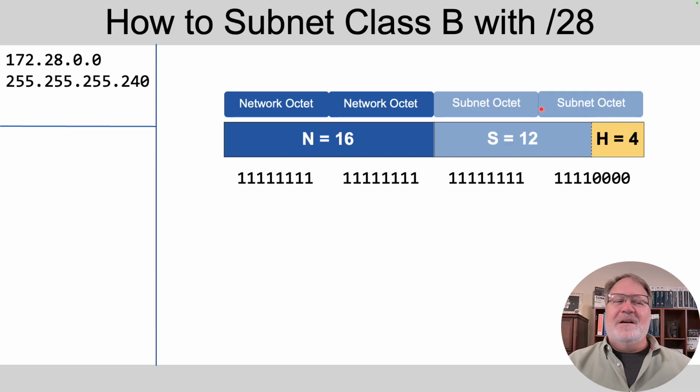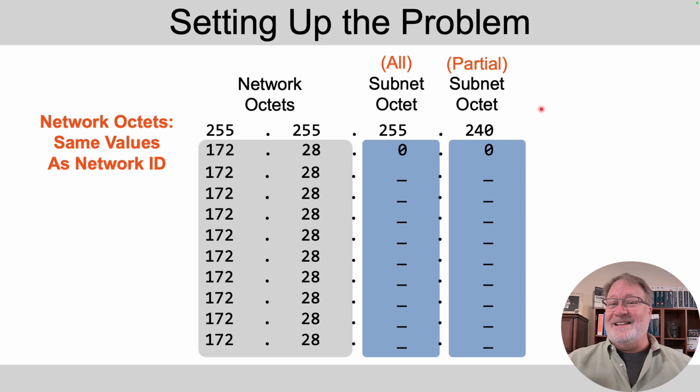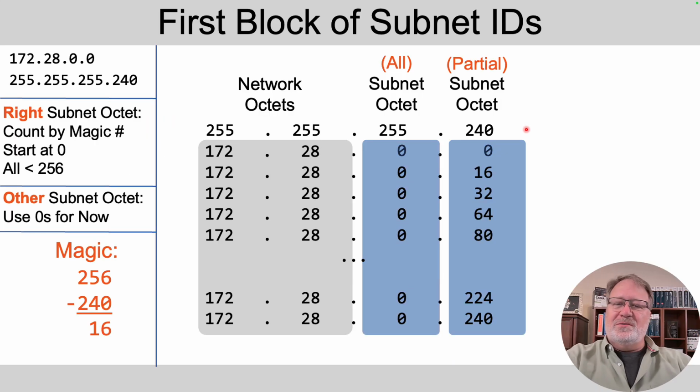All right. So our process then says, set up the problem. We've got network octets and subnet octets. And it's that subnet octet on the right for which we'll count by the magic number as calculated for the fourth octet. So what is that magic number? Well, we go to the dotted decimal mask, fourth octet 240, subtract it from 256 to get 16. That's our magic number in the fourth octet.